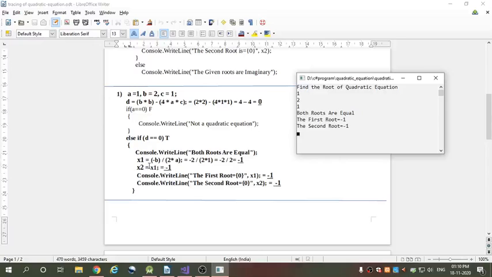X1 value is minus 1 and x2 value is minus 1, and it prints on the console the first root x1, the x1 value is minus 1, and the second root x2 value is minus 1. You see here on the console the first root is equal to minus 1, the second root is equal to minus 1.